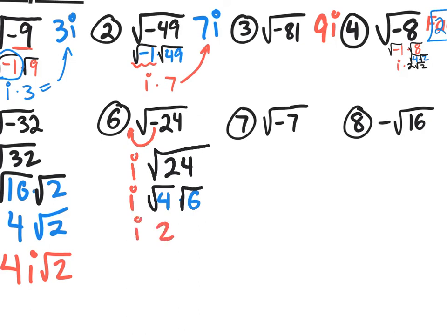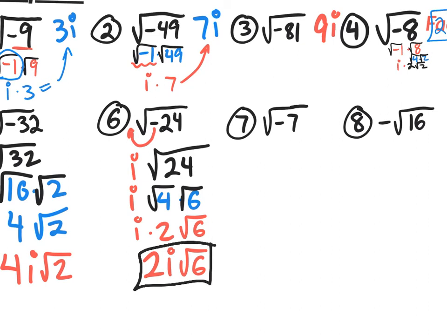So let me go i times 2. And then at the very end, bring down the square root of 6. i times 2 is 2i. And then the square root of 6 at the very end. That is my final answer. Now, if you're thinking, what about 6? Could I break that down to 2 times 3? I mean, you could, but neither of those are perfect square numbers, so it's already as simple as it gets. That's your answer. Let's move on to number 7.